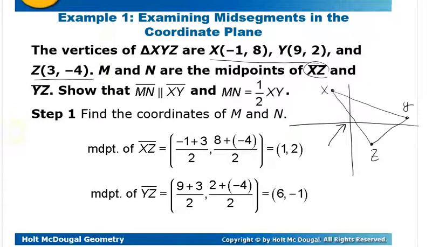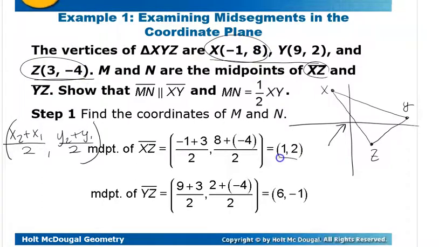We're going to use our midpoint formula, which is (x2 plus x1) over 2, (y2 plus y1) over 2. And this will give us our midpoint. So when we plug all that in, our X and our Z, we get this. This is our midpoint at (1, 2). And it looks like they're putting it right here. I just didn't grab my graph very well. It's right there. It's M.